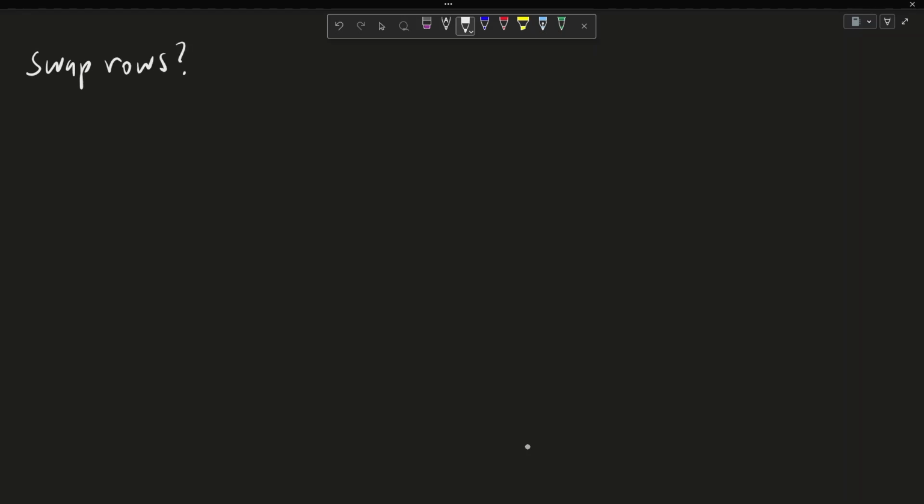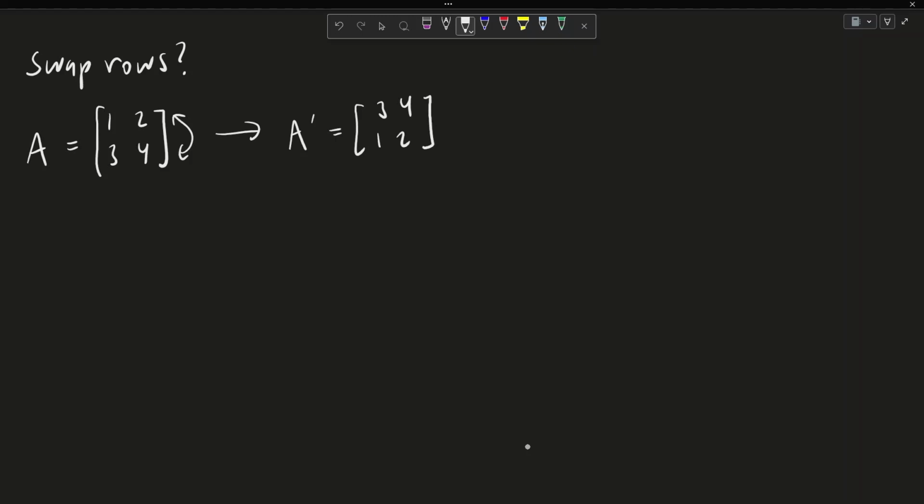Swapping rows gives your determinant the inverse value. So say, for example, you have the matrix A, which is equal to 1, 2, 3, 4. If we swapped row 2 and row 1, so if we swapped these two rows to give us this new matrix A prime, which is equal to 3, 4, 1, 2, the determinant of A would be equal to negative the determinant of A prime.